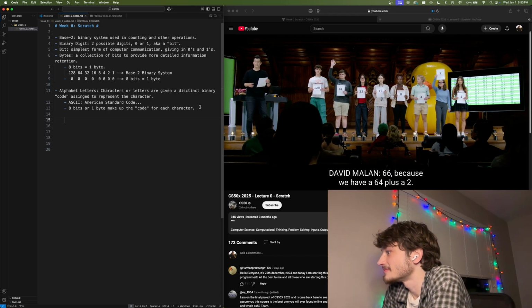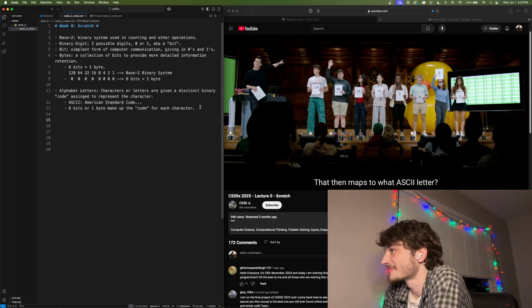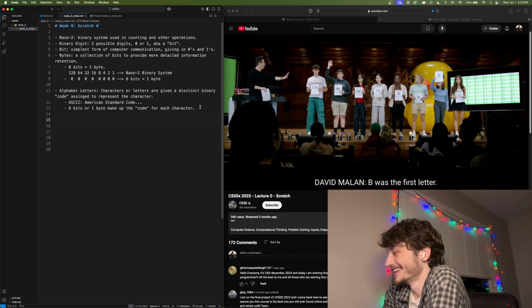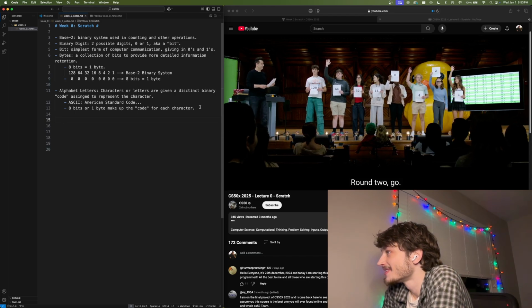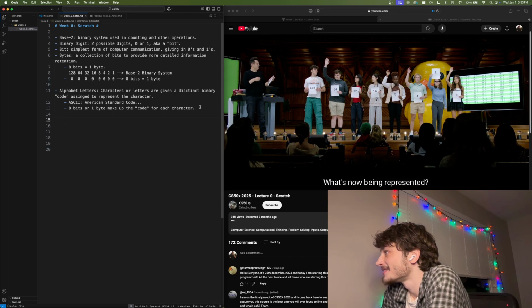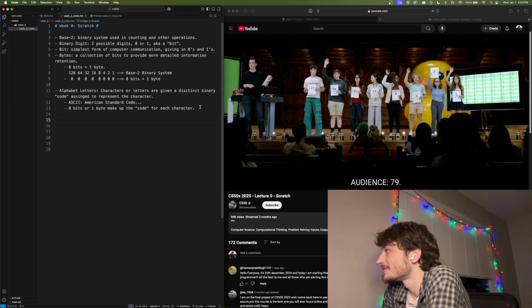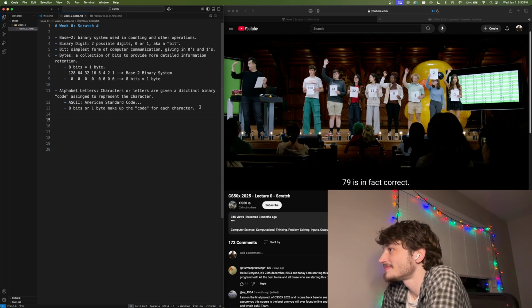OK, what number are our volunteers here representing? 66. 66, because we have a 64 plus a 2. That then maps to what ASCII letter? B. B was the first letter. OK, hands down. Round 2, go. A little harder. What's now being represented? 79. 79 is in fact correct.